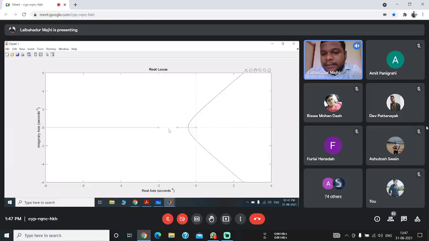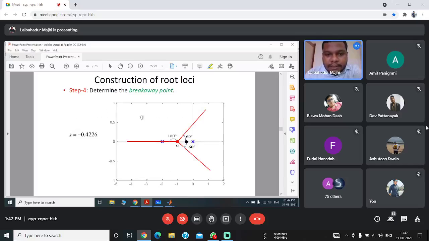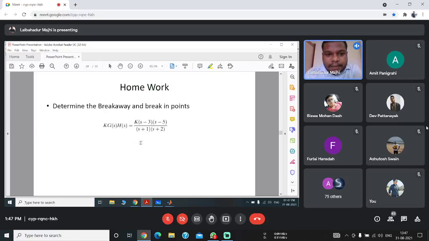Another one is minus 1.5. At minus 1.5, there is no root locus branch. So it will not be our breakaway or breaking point. There will be no breaking point because we don't have two consecutive zeros. So I hope you have gone through this. We have discussed these things.